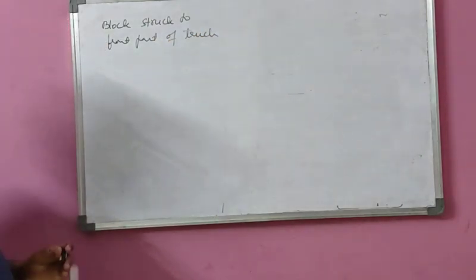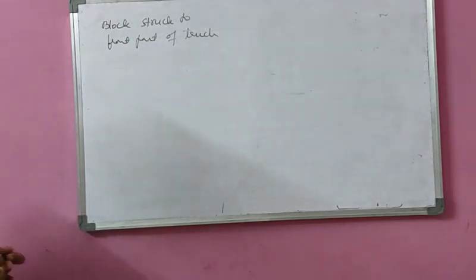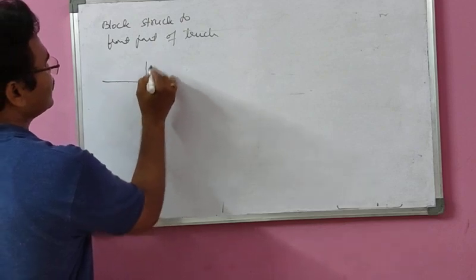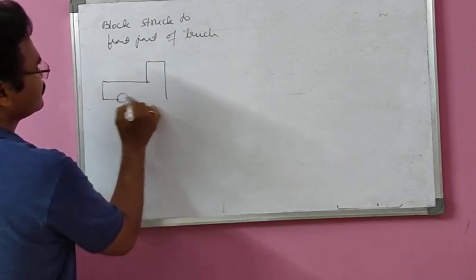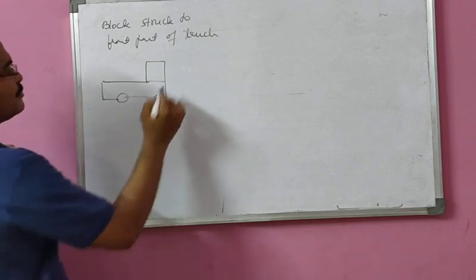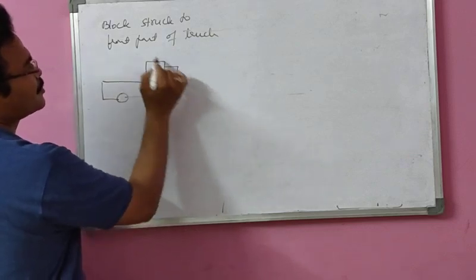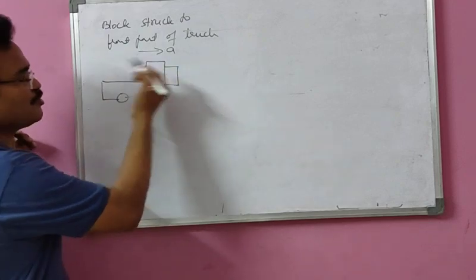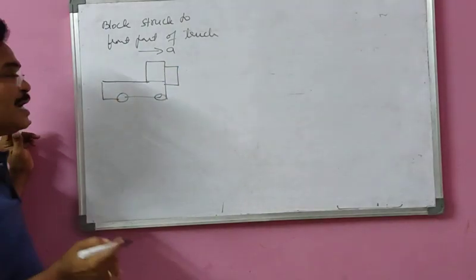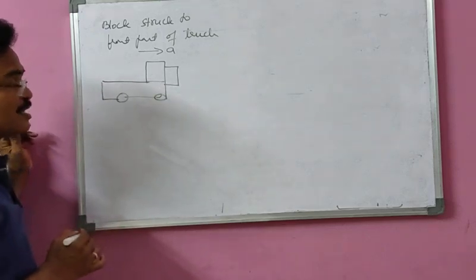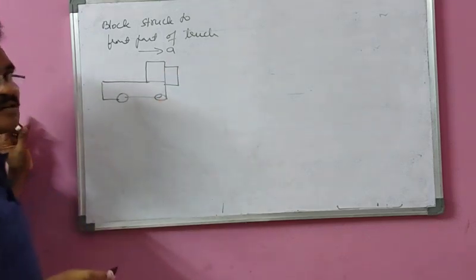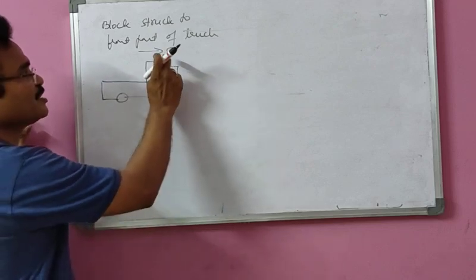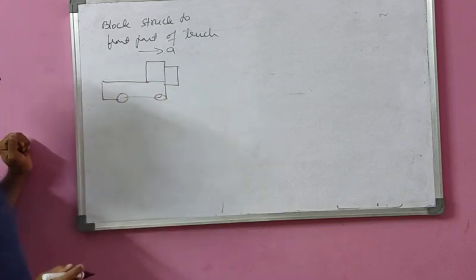A block stuck to the front part of a truck here. That means a truck is moving with a certain acceleration and a block is stuck here. When this truck is moving with acceleration a, the block is stuck to it. So what is the minimum acceleration of the truck so that the block will not slide down? Once again, I'm repeating: the minimum acceleration of this truck so that the block will not slide down.